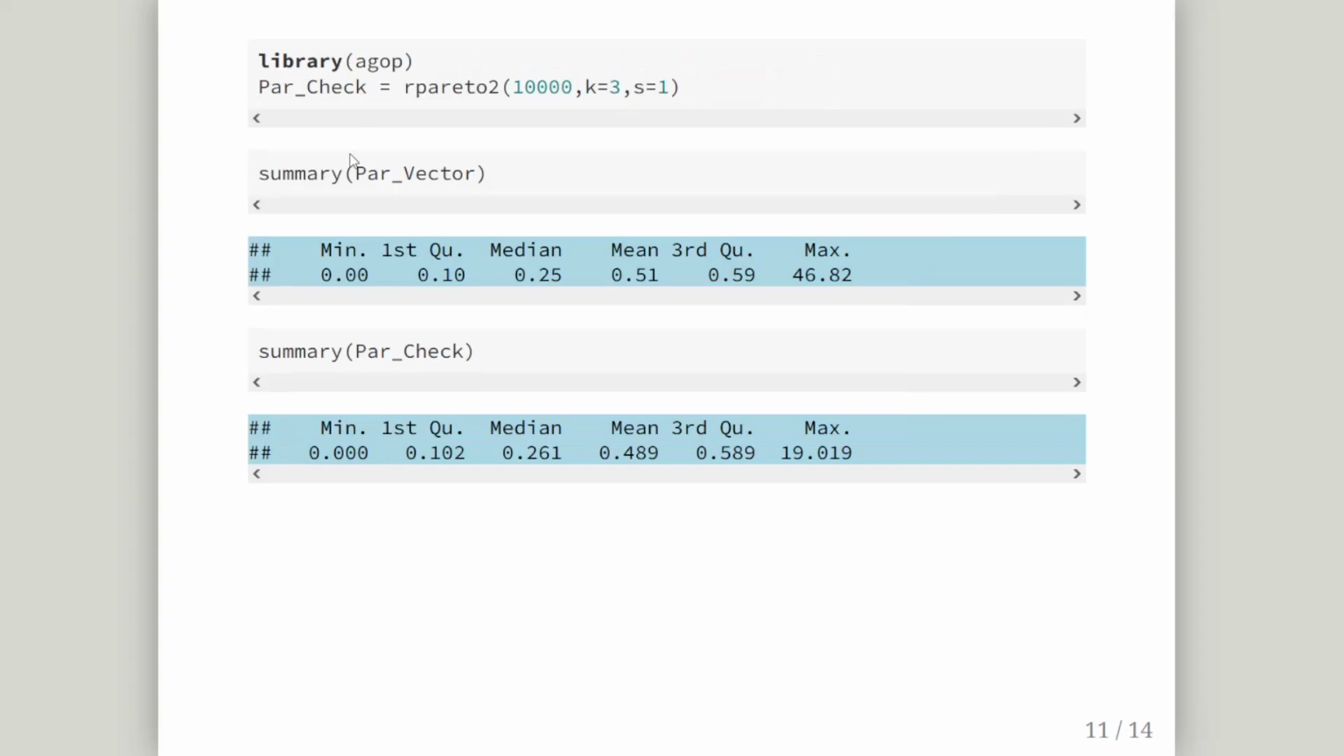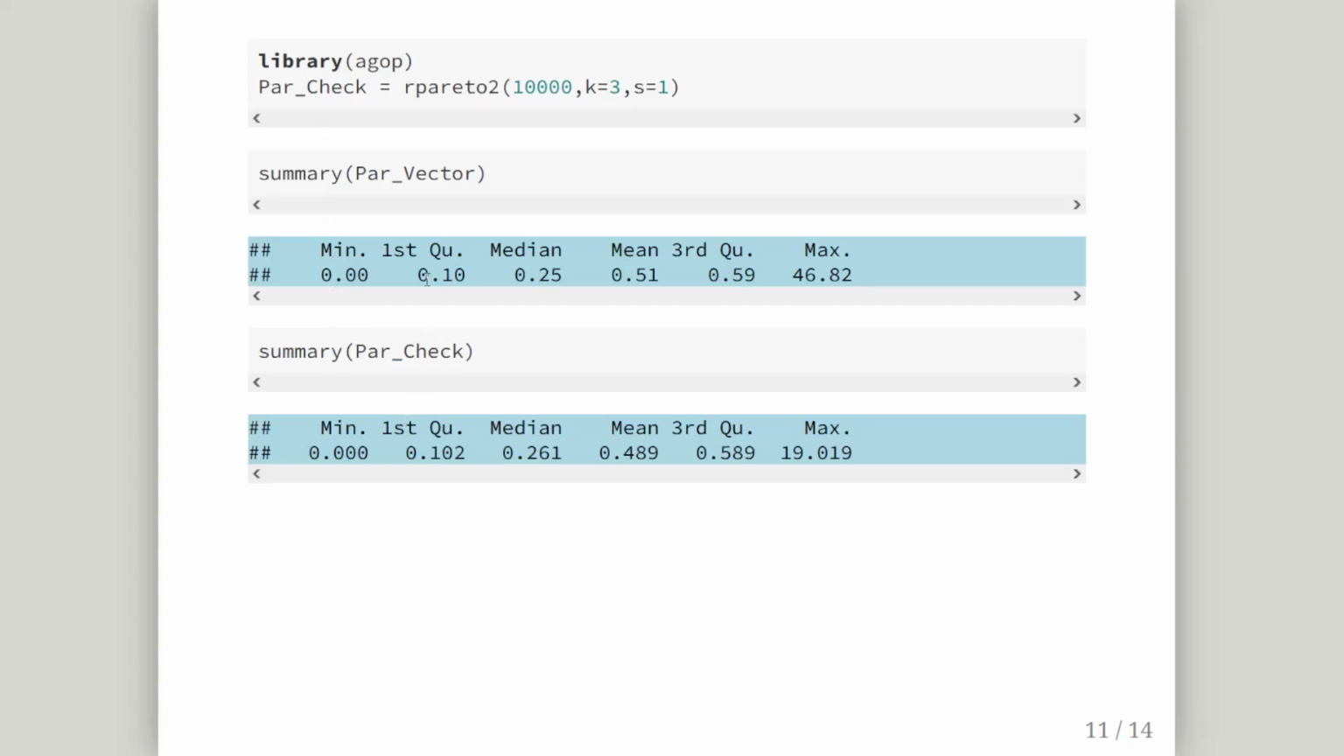Okay? Let's just actually compare and contrast with the Pareto 2 from the AGOP library. So essentially what we're going to do is just check our answers against something that was tested. So here we have what we created, power vector, okay? And there's the summary results. And this is the corresponding piece of code from the AGOP R package. I'm going to call it power check just to check our answers.